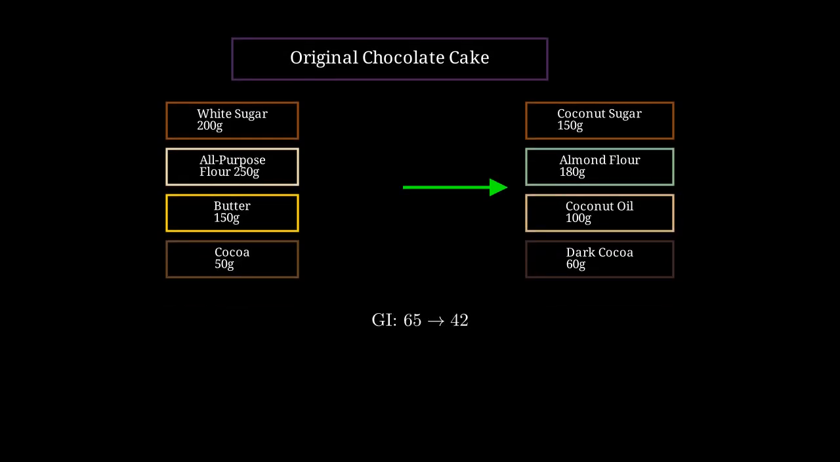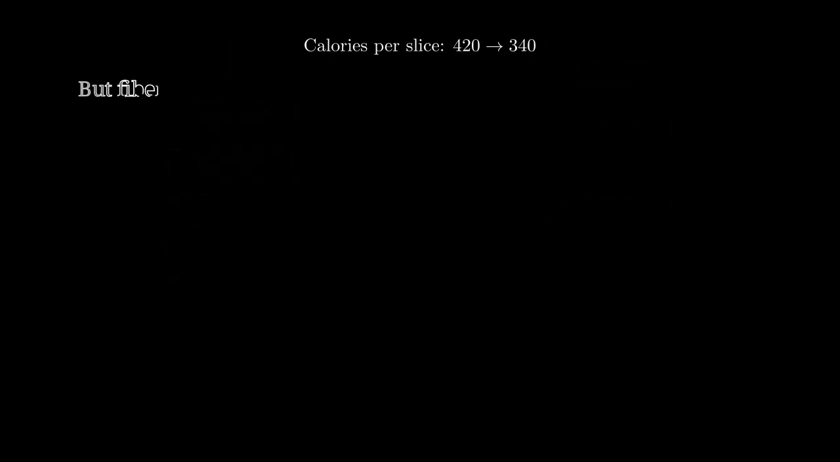The glycemic index drops from 65 to 42, a reduction of 35%. Calories per slice decrease from 420 to 340, a reduction of 19%. But importantly, fiber content increases dramatically from 2 grams to 6 grams per slice. This fiber slows digestion and further improves the glycemic response.